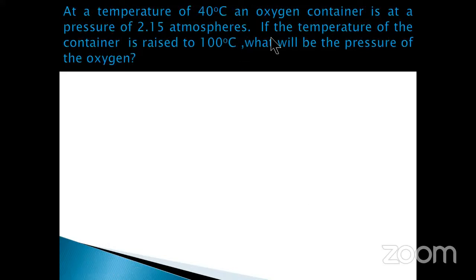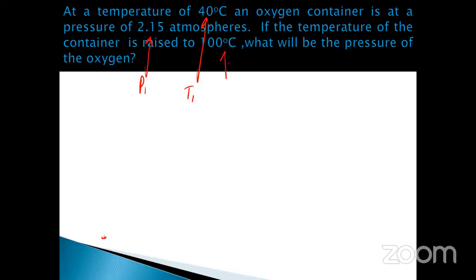At a temperature of 40 degrees Celsius, an oxygen container is at a pressure of 2.15 atmospheres. If the temperature of the container is raised to 100 degrees Celsius, what will be the pressure of the oxygen? So again, it's one of those questions where you need to identify the different terms. In the case of this question, this obviously would be T1. This would be P1.